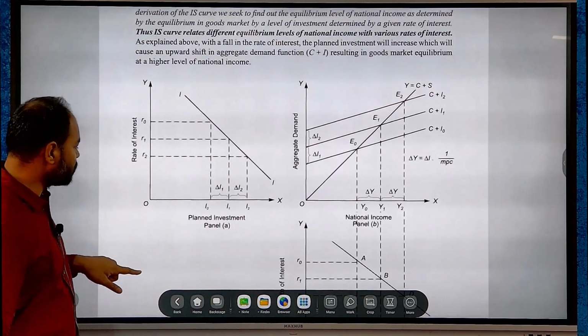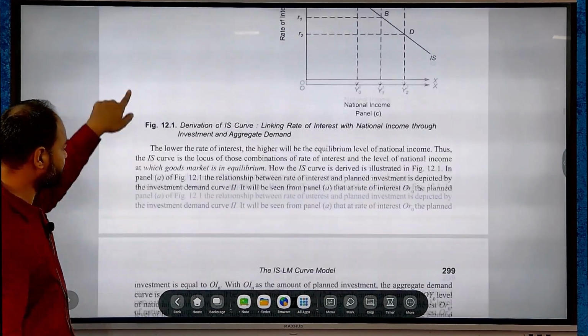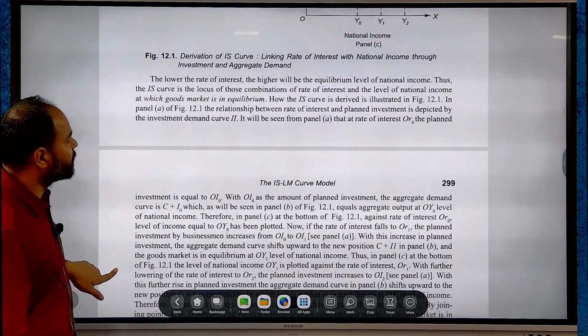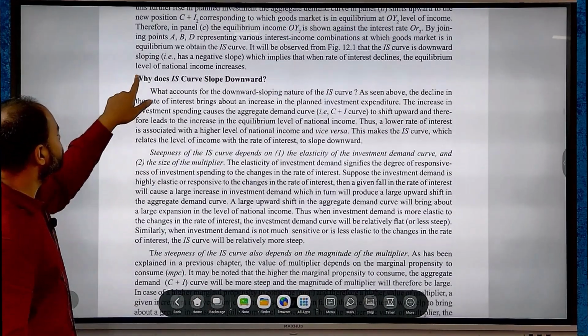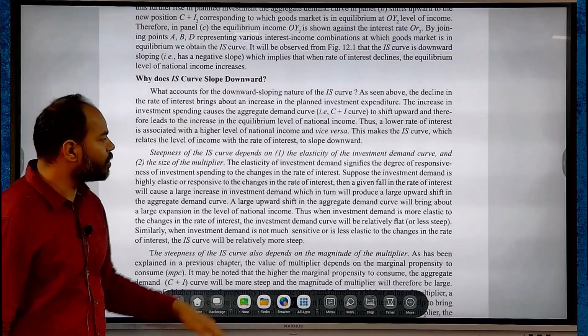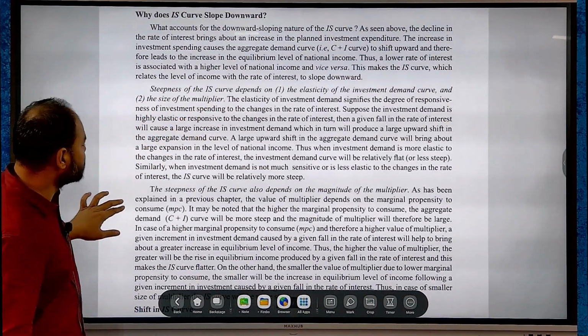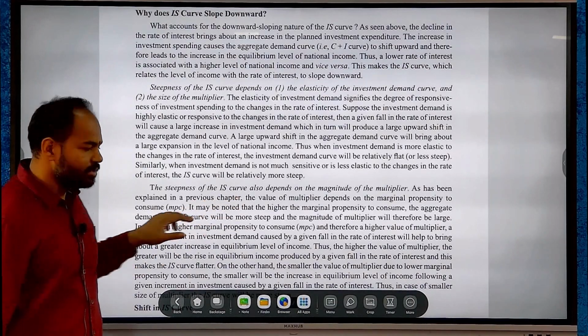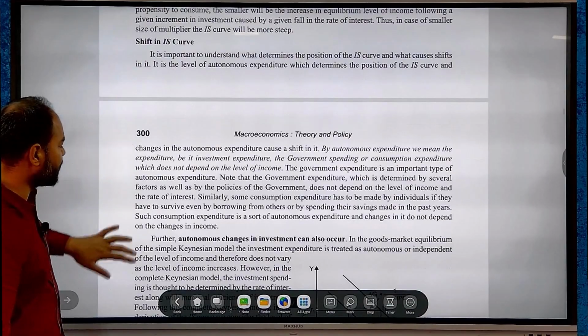That is how you can depict the derivation of the IS curve. And for the explanation of what I have just discussed, you can read why the IS curve slopes downward, and there are two reasons: the size of the multiplier and the elasticity. These are the two reasons behind the steepness and flatness of the IS curve.